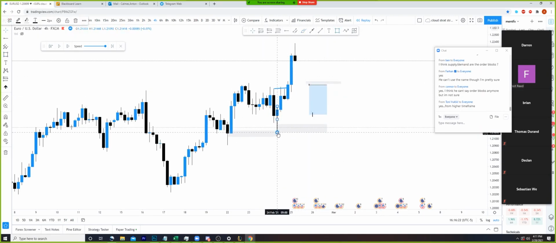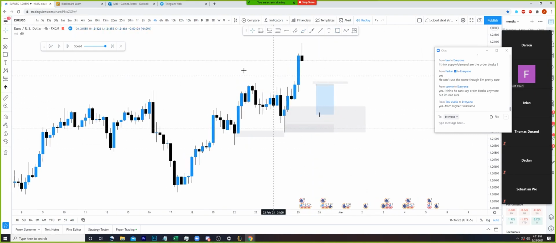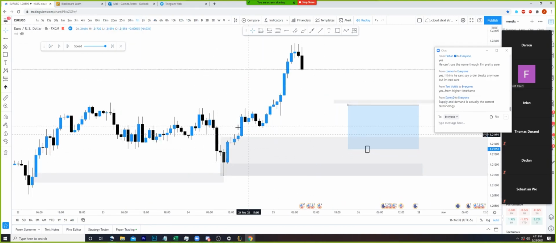So I had this set out as an opportune area to potentially look for buys, and I wanted to refine it a little bit because this 4-hour area is relatively large. So let's take a look at what we have on the lower time frame, and now it presents itself relatively simply. Okay, supply and demand is actually the correct terminology.